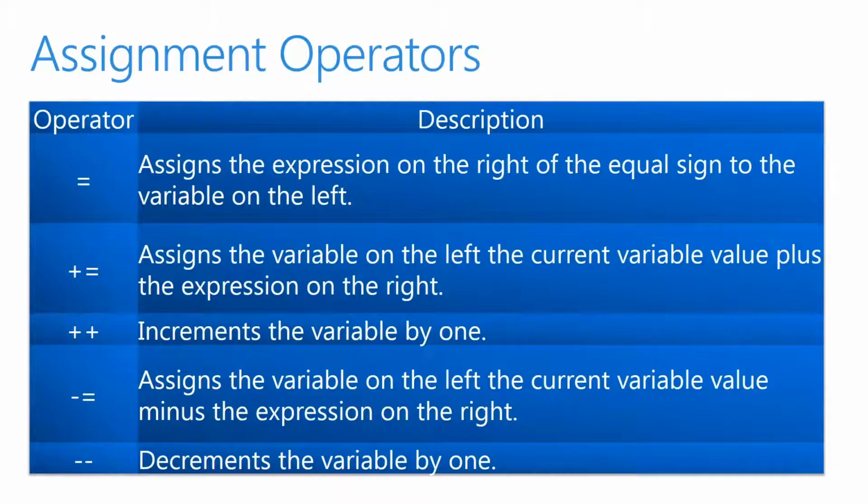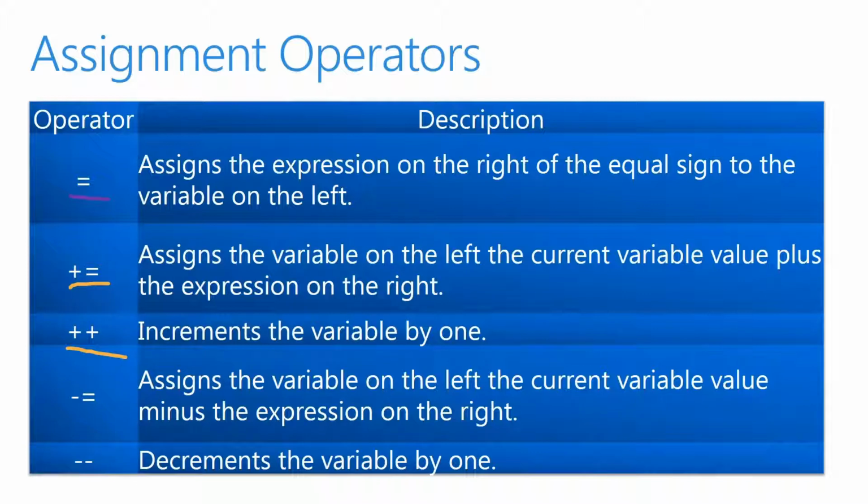In this lesson, we will review the key operators in X++ code. First of all, we have the equals operator. This assigns the expression on the right of the equal sign to the variable on the left. We also have our plus equals sign. This assigns the variable on the left the current variable value plus the expression on the right. This would be the same as variable equals variable plus a new expression.